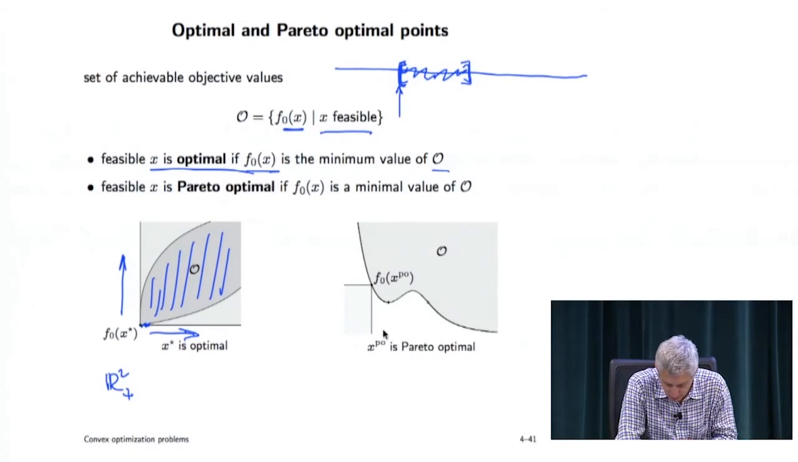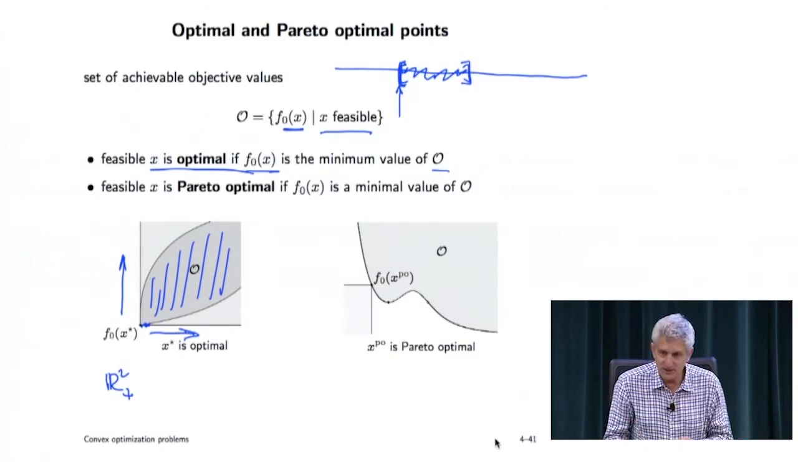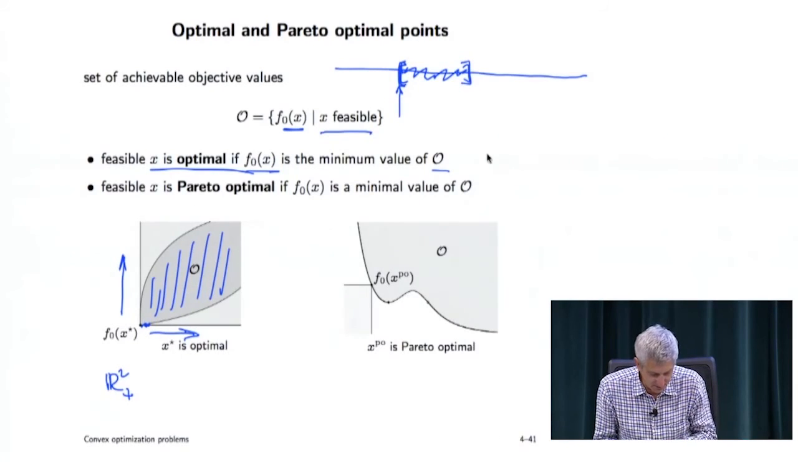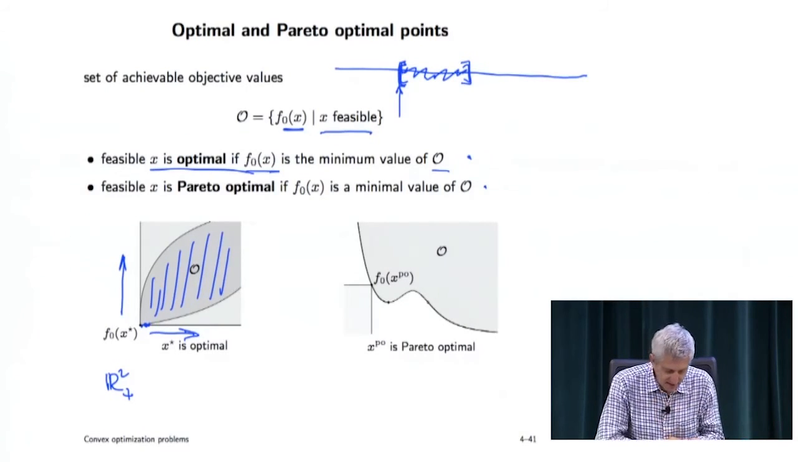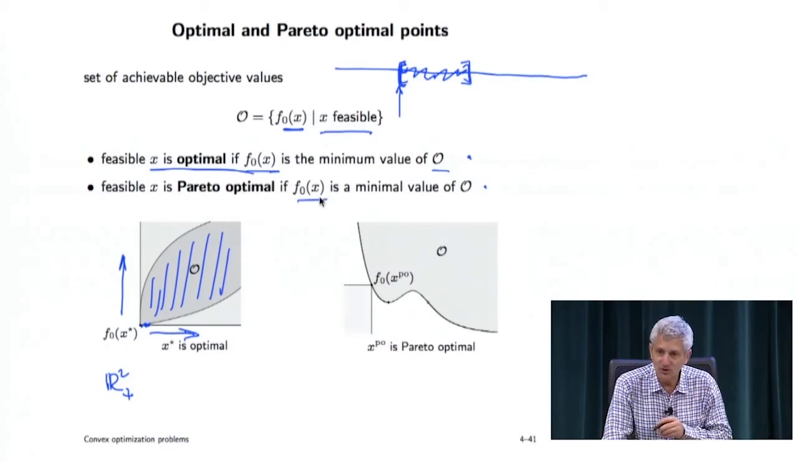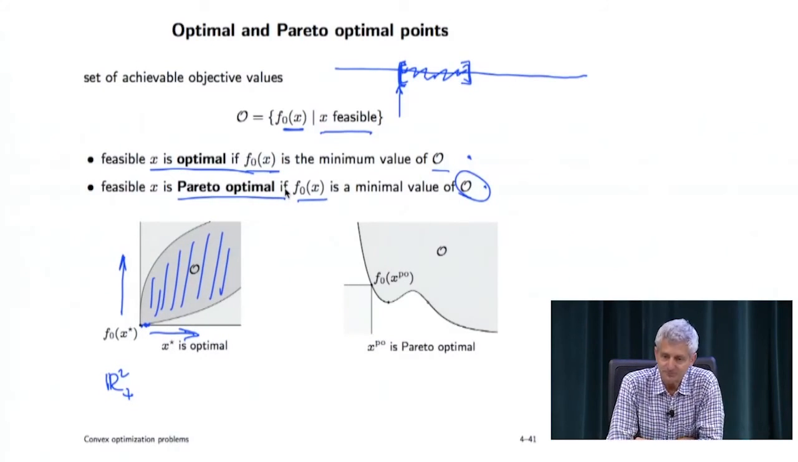Is there a point in this set where every other point in the set is up and to the right of it? And the answer is no, there's not. But remember, we have a weaker sense. This is minimum, and this is minimality. So there's minimum and minimal. And so we'll say that if f0 of x is a minimal value of O of x, then we're going to give it the name Pareto optimal. That goes back about 100 years.